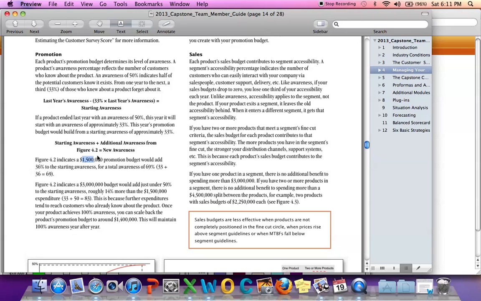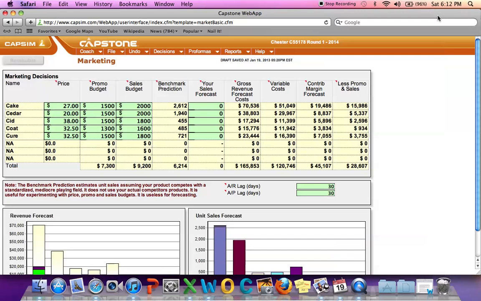Also keep in mind that the more you spend past 1,500, you're going to get less awareness than you got for that first $1,500. So here is where diminishing returns really comes into play. You can't spend too much in your promotion budget and expect to get an equal amount of return on it. Okay, and it's going to be the same thing with the sales budget. There is a point where you reach diminishing returns.